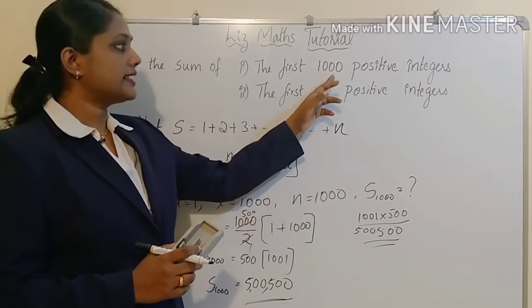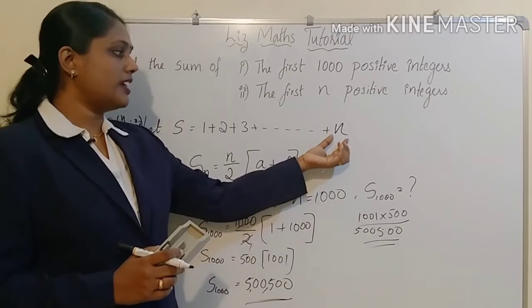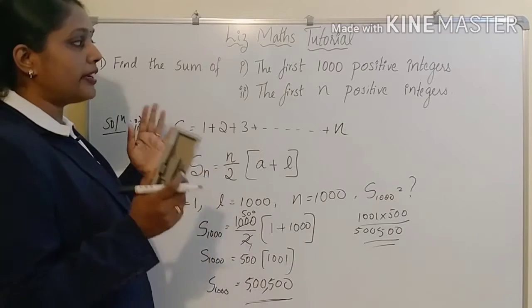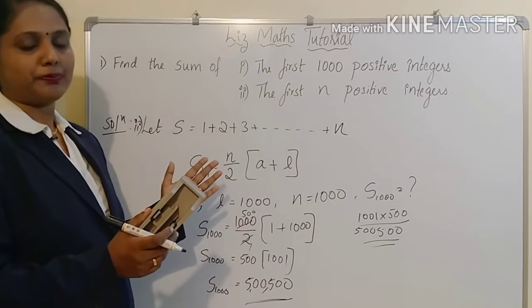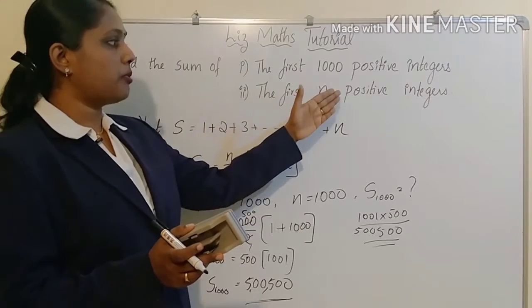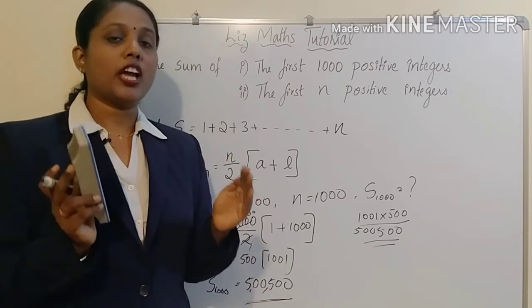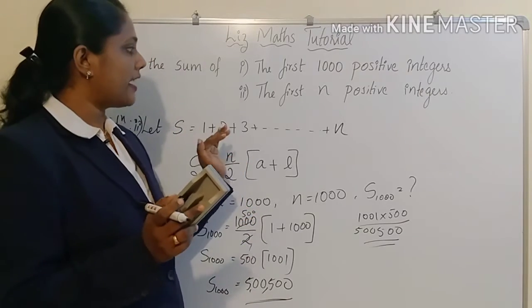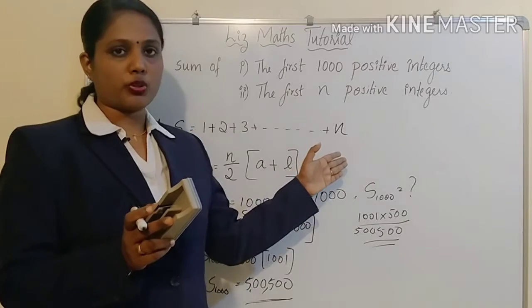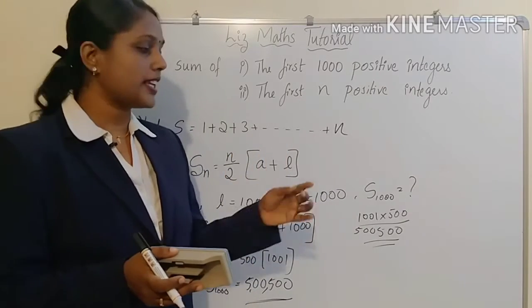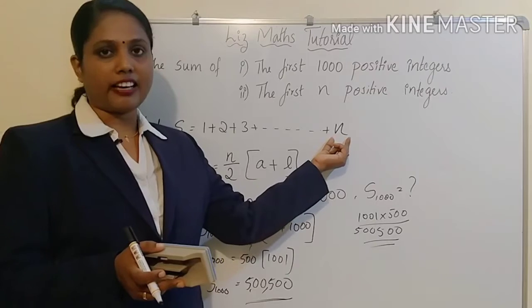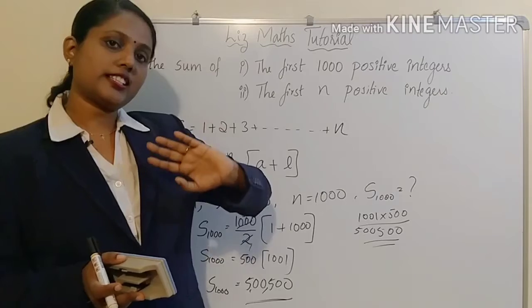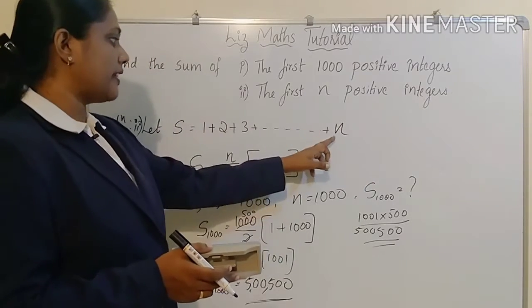In the previous one, up to 1000 they mentioned, but here it is n positive integers. They have not mentioned how many positive integers you are going to add. They have not given the last term also. When we don't know the last term, we use some alphabet, so I have used n here. Got it? When the number of integers is n, isn't it? So that's why I have taken n here.